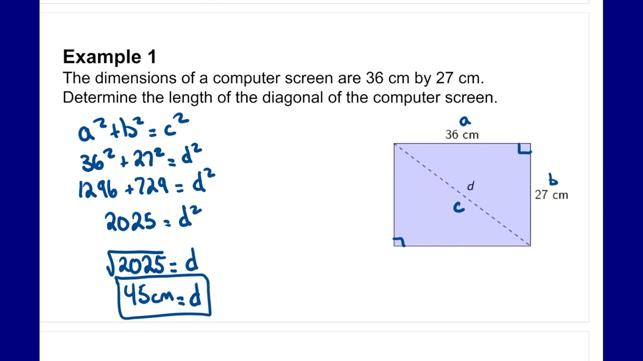So we can see, based on what we have for our diagonal, it makes sense that we would measure screens based off the diagonal rather than the other two, both legs. If you look at the measurements, the diagonal is going to be the largest one. So I'd rather call this screen a 45 centimeter screen rather than a 36 centimeter screen or a 27 centimeter screen, because 45 is bigger. So it makes me feel like I'm getting a larger screen. So that's why they look at the diagonal rather than the length or the width.